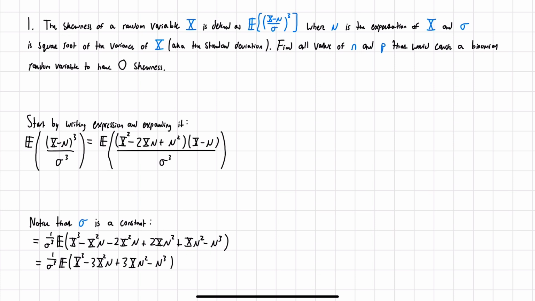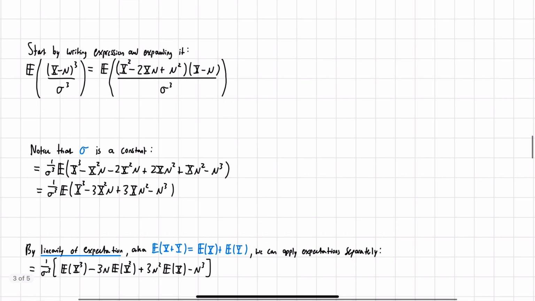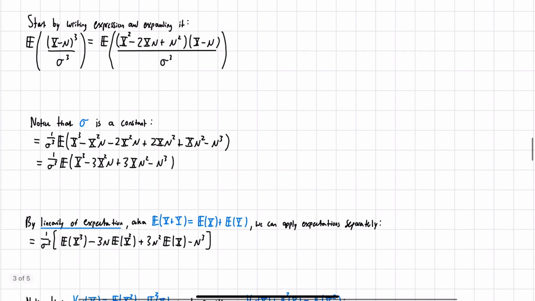So we can start by writing the expression and expanding it using binomial distribution, which is pretty self-explanatory, not that I need to go too much further into detail. Notice that sigma is a constant though. So this expression can be written as the expected value of something over sigma cubed, and we can bring the sigma cubed out of the expression. That is what I did in this step, just take out the sigma cubed.